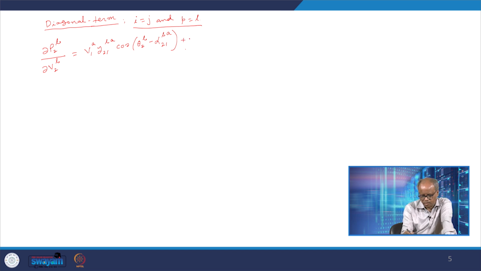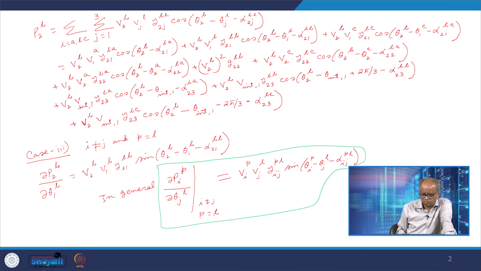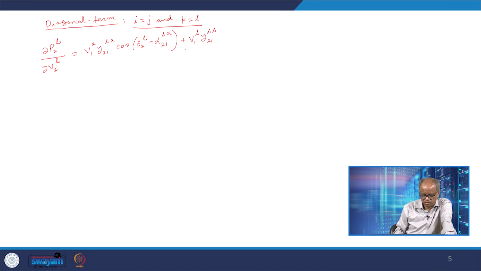Then V1b Y21BB, second term: V1b Y21BB cosine(theta 2b minus theta 1b minus alpha 21BB), plus V1c Y21BC cosine(theta 2b minus theta 1c minus alpha 21BC). So this is the third term.